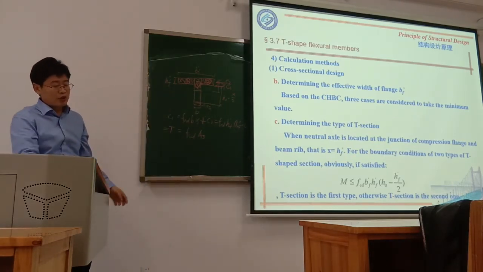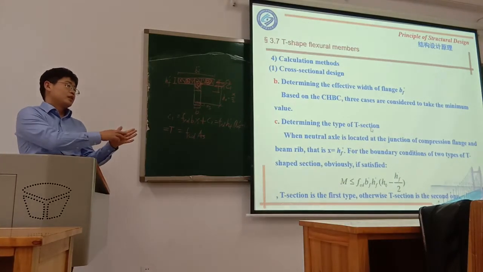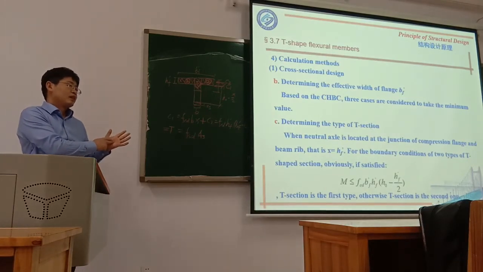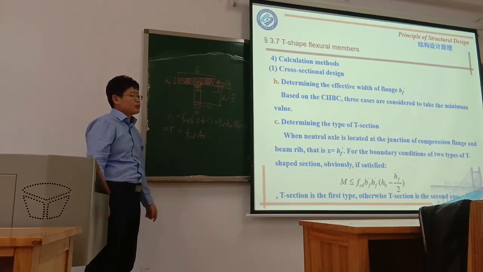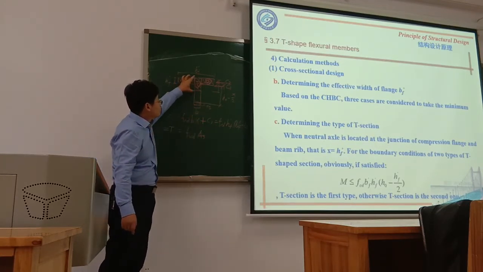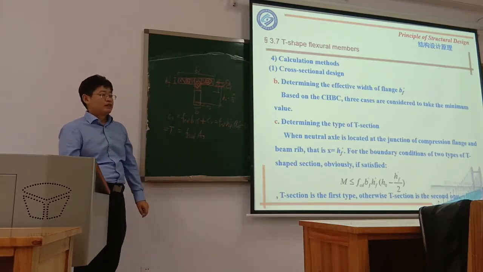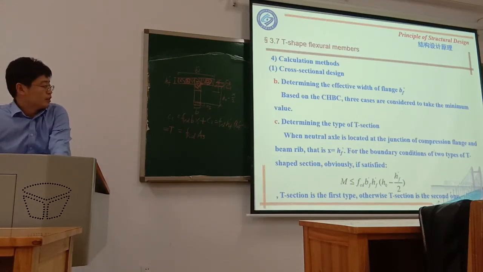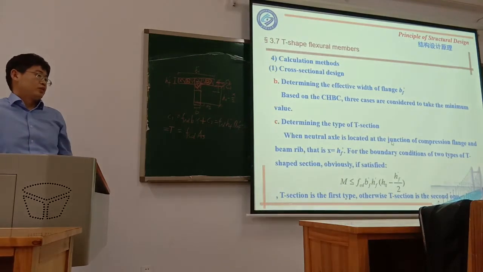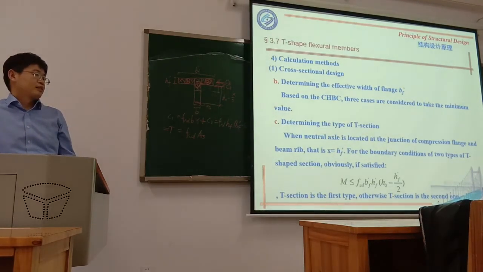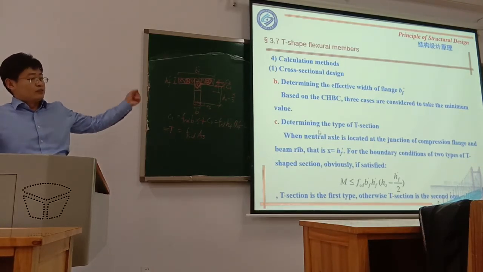Why do we need to determine the type of the T shape? Just because the basic equation is different. If it's just the flange, the equation is just like the rectangular shape, it's simple. If compression is in the rib, the equation is a little bit complicated. So the reason why we determine the type of the T shape is just because the equation is different. So how can we know whether it's type 1 or type 2?